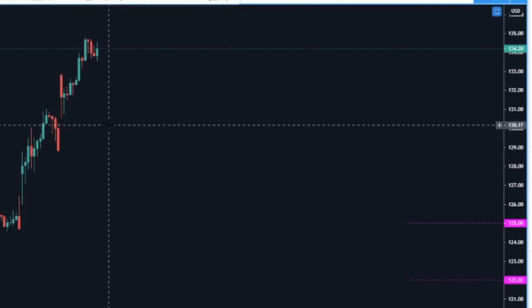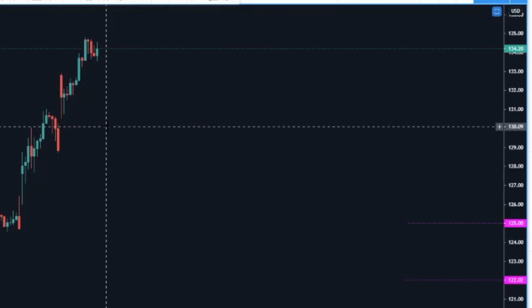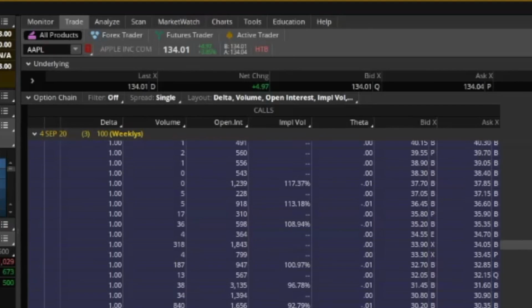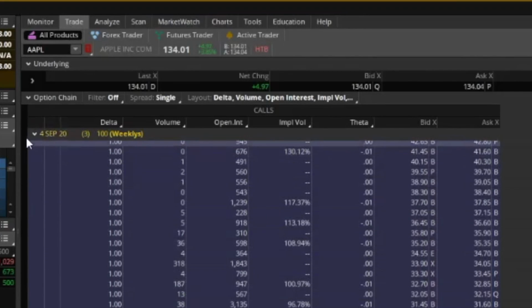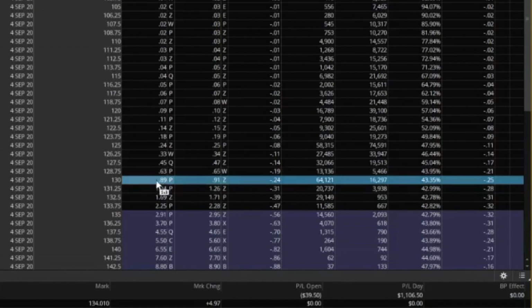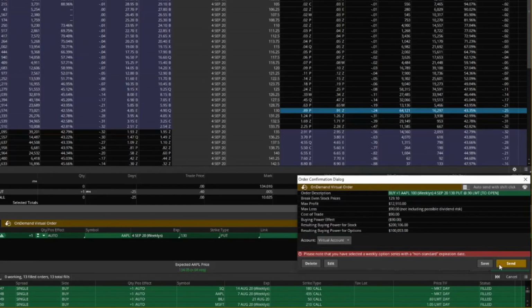So let's open Thinkorswim and open a $130 put on Apple that expires at the end of the week, September 4th. I have the September 4th expiration date chosen, and we're looking for that $130 put, and you can see it costs right around 90 cents for the contract or $90 for the order. Let's go ahead and purchase that.